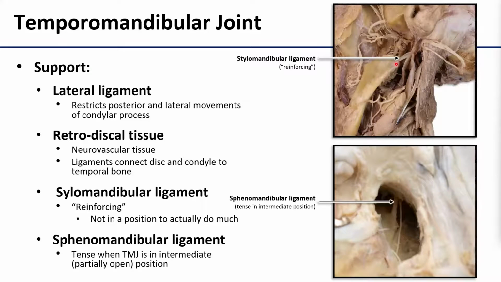The sphenomandibular ligament, on the other hand, so here we see it running between the sphenoid and the mandible, it does have a well-defined function. It's pulled tense or taut when the TMJ is partially open, so it provides some non-muscular support for that intermediate position.